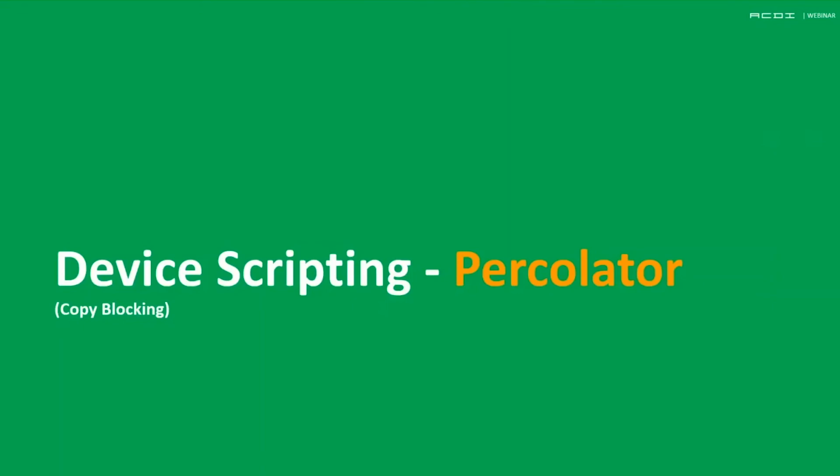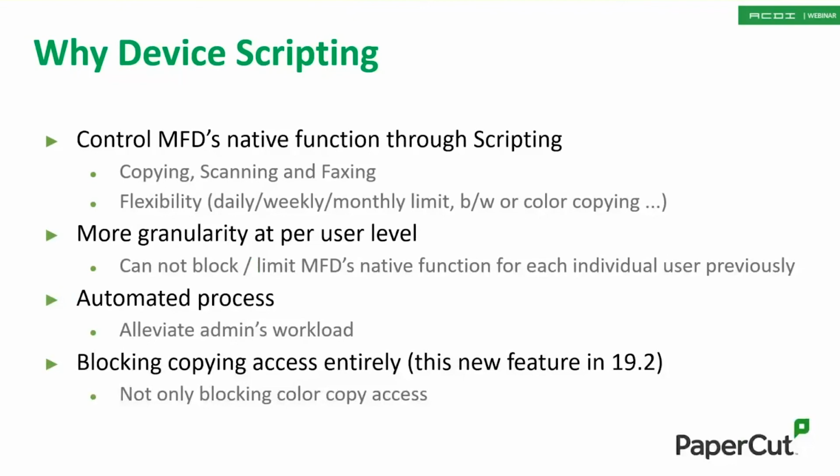Back to more percolator stuff. Now on many manufacturers, you have the ability to create scripts for use on the multifunction device. Device scripting now includes copy blocking in the percolator. Why do we need copy blocking? Of course, PaperCut is print management, and we can do a lot of things with print drivers with scripting.